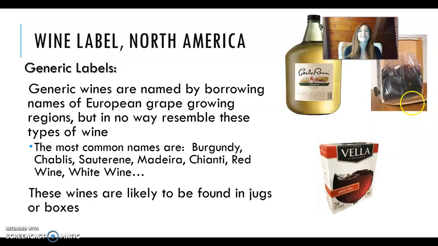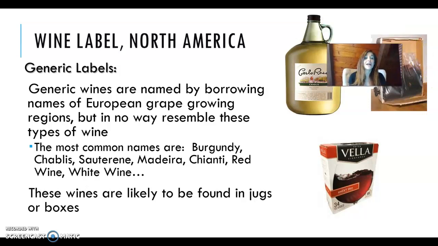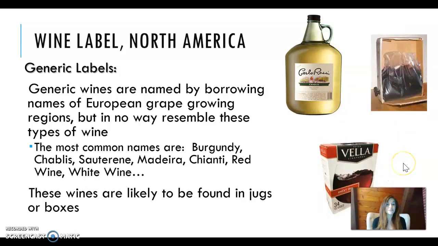All right, so let's get started with the generic labels. As you can imagine with the word generic, most of the time we are referring to a lower end type of wine when we talk about the generic labels. You would typically find these on what we call jug wines or box wines. And as you might imagine, I am not a fan of these wines.